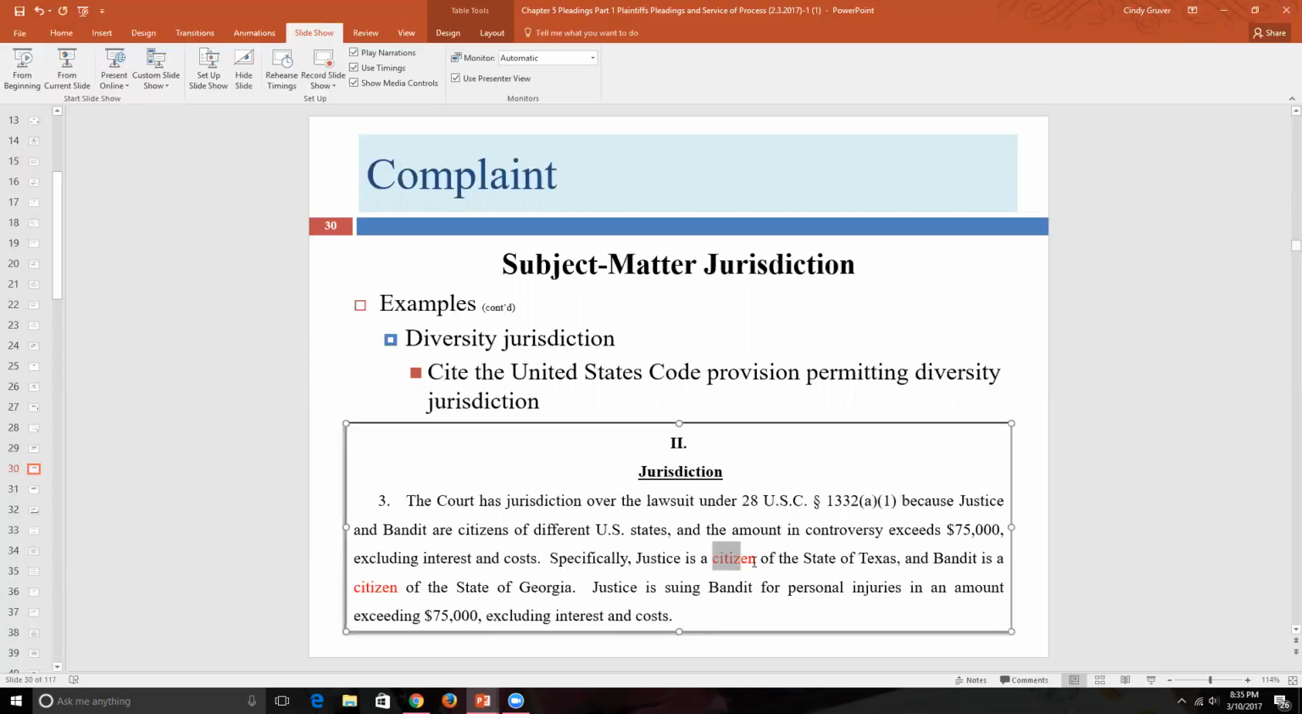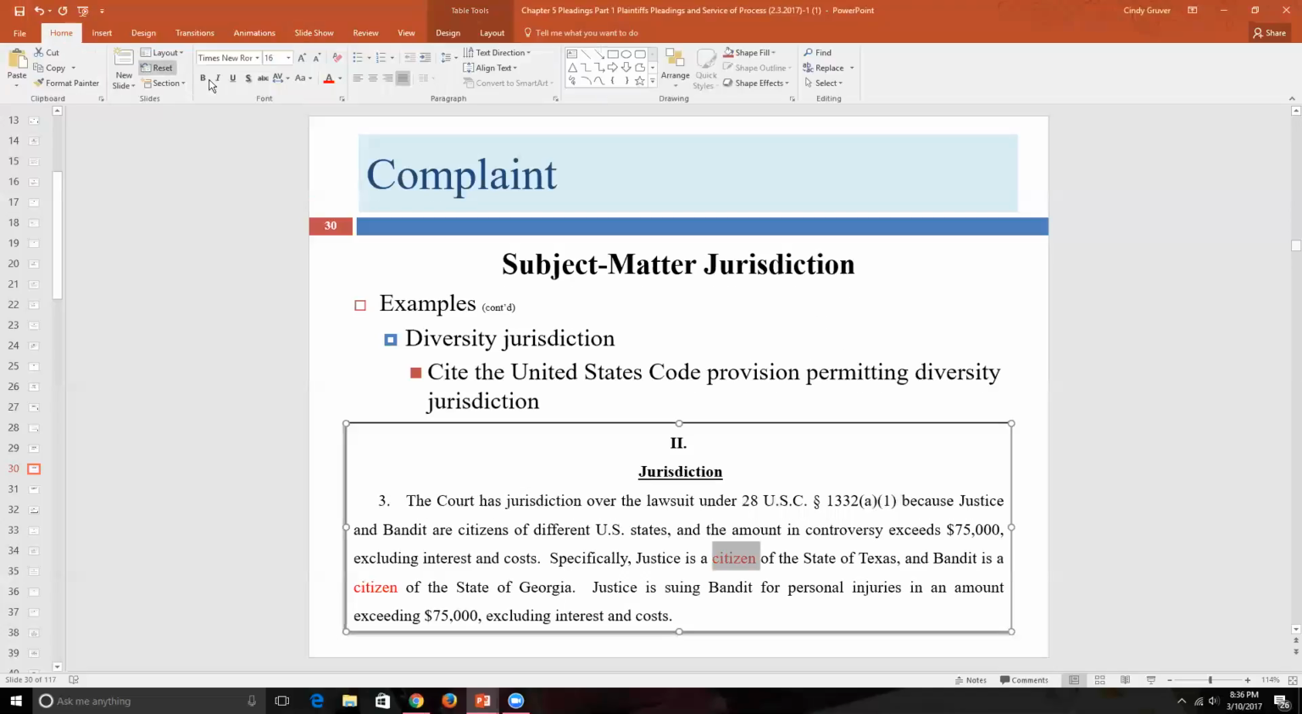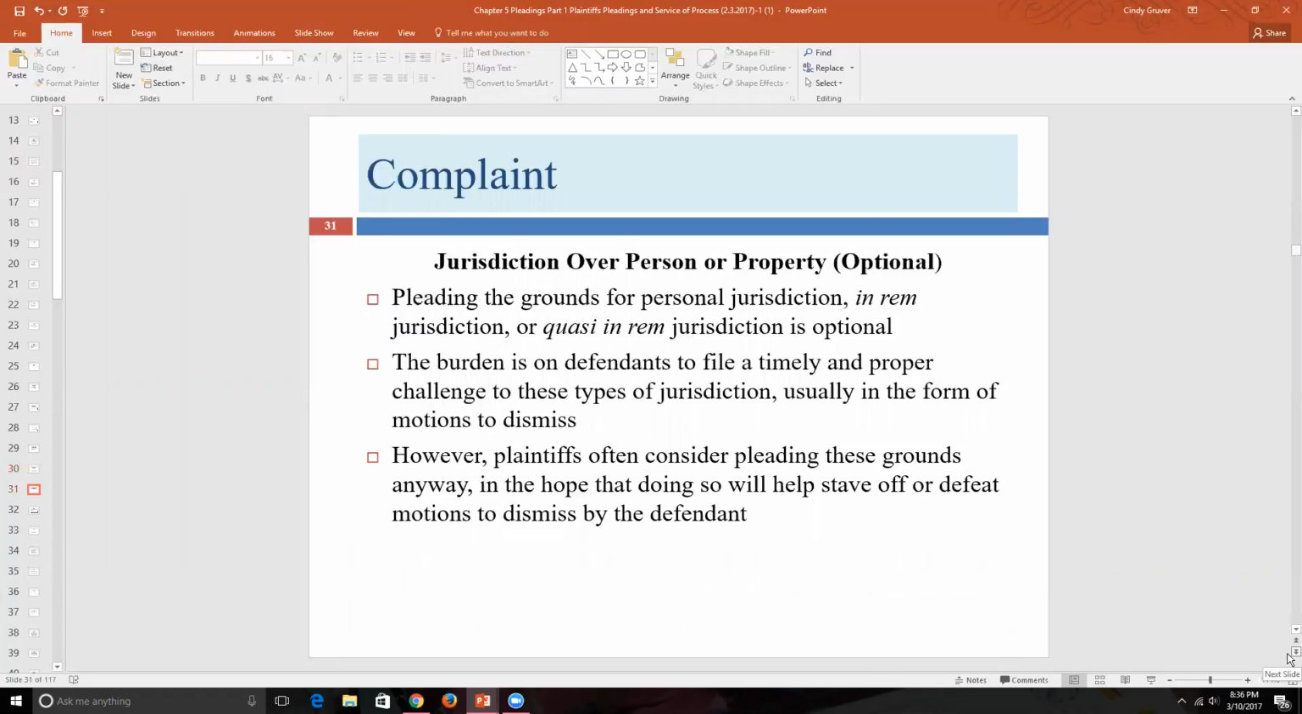Now, in this example, we have citizen in red, but you wouldn't use red when you are actually filing your lawsuit. Oops, sorry, here we go. You would not want to do that. You would just use normal font. So I included the red just so you could easily see the citizenship aspects, but when you're actually filing it, you won't do anything funky with that. Other than underlining and italicizing things according to Blue Book rules, you're really not going to add any flair to your papers you file in court.